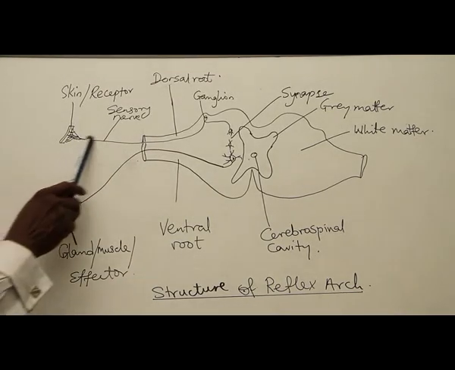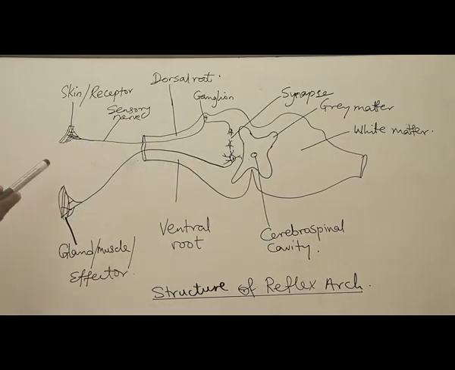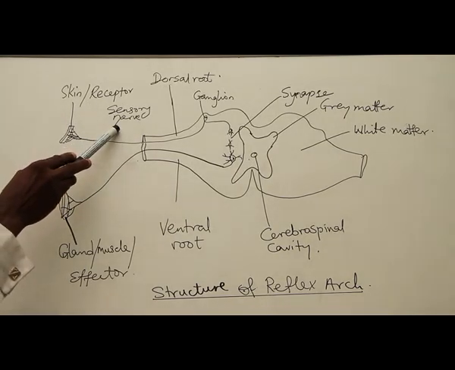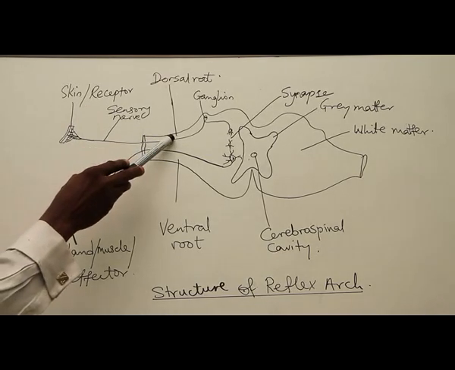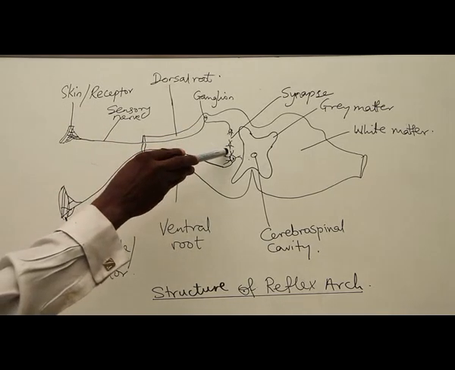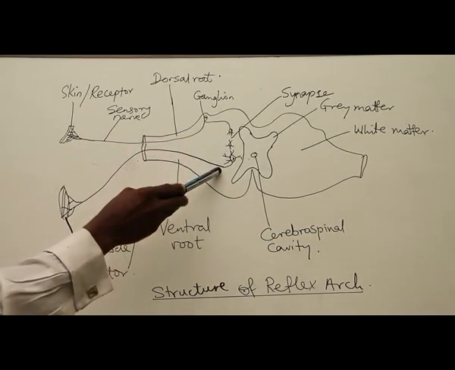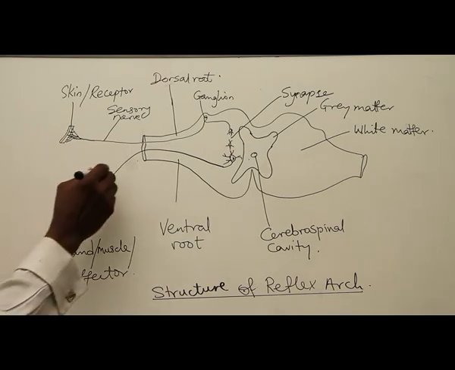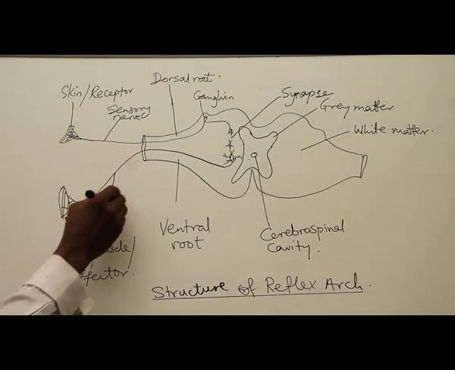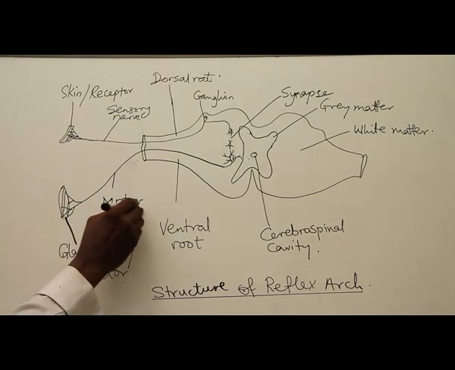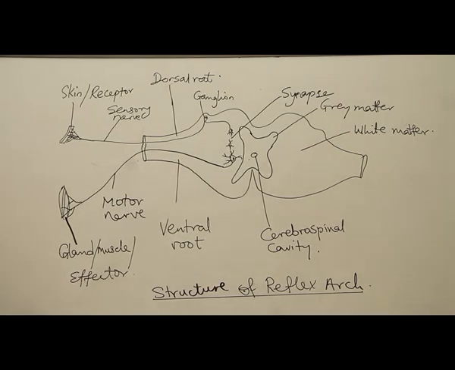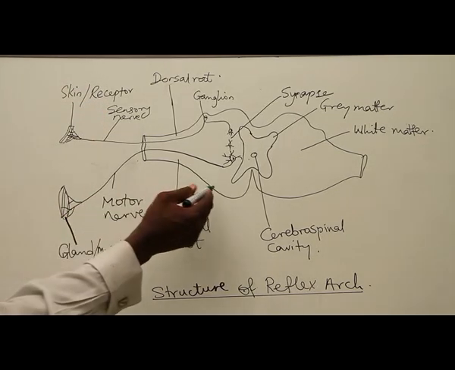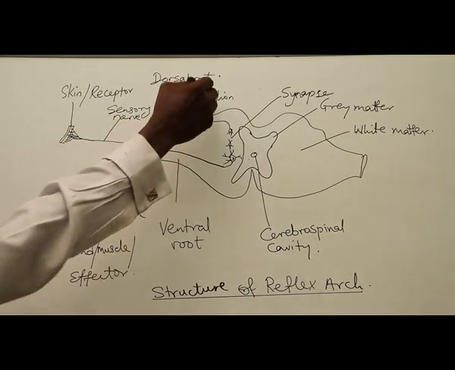So with this understanding of the reflex arc, we can now answer the question. Remember, transmission commences from the receptor, passing through the sensory nerve or afferent nerve, through the dorsal root of the spinal cord, into the spinal cord. Then processed information is sent in form of impulses through the motor nerve, or efferent nerve. This one is the afferent nerve, this one is the efferent nerve, and it's passing through the ventral root. This is the dorsal root.